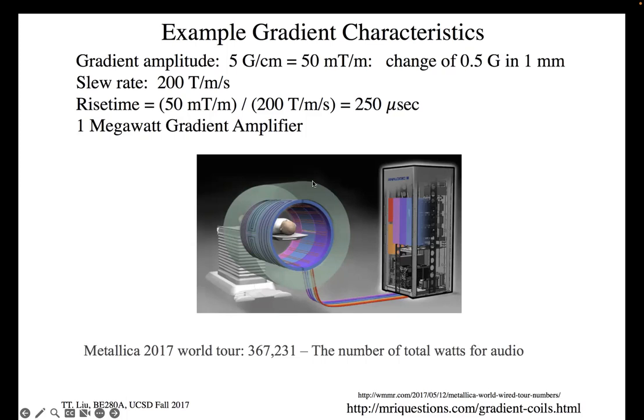So these amplifiers now, when this was made, this was Tom Lu's slide back in 17, they're sort of a megawatt. And this is interesting: in the Metallica tour at that time, their total power for all the amps on stage was like 1/3 of a megawatt. So this thing could have run the whole Metallica tour.